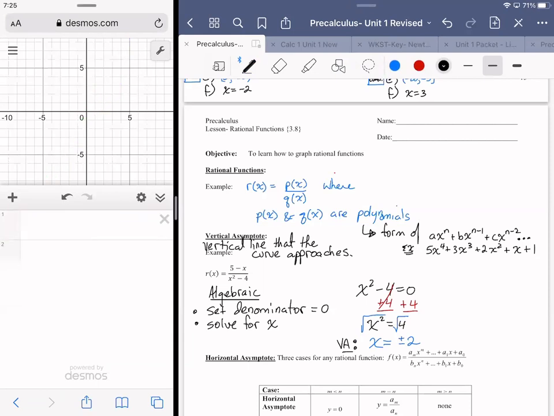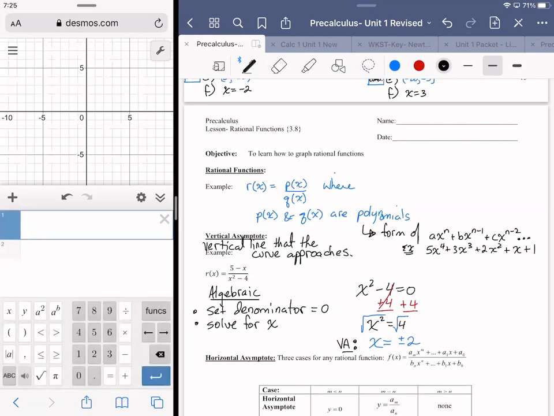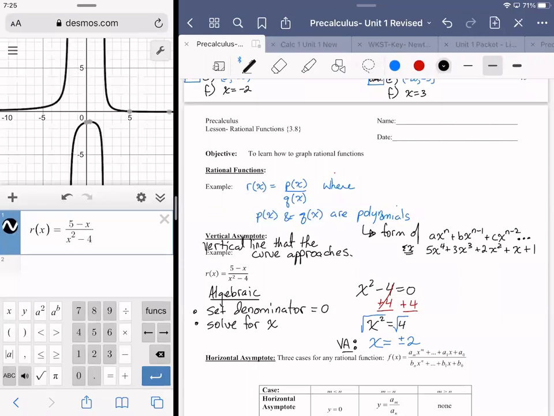Let me give you the visual on that. We got a visual on the bogey. So you would say r(x), or you could use anything of x, y of x, f of x, e of x. Stay away from x of x, I guess. So 5 minus x over x squared minus 4. A fun looking graph.